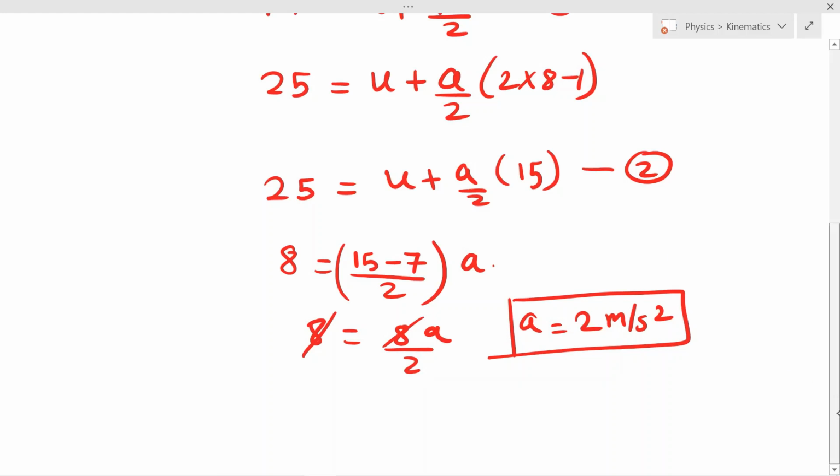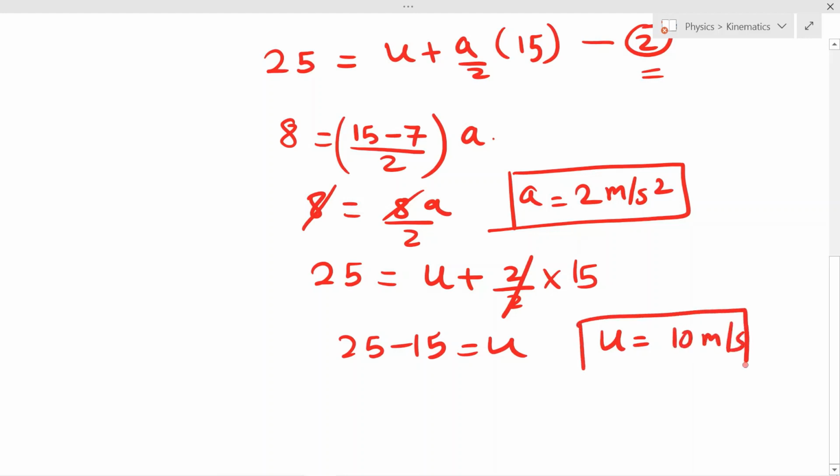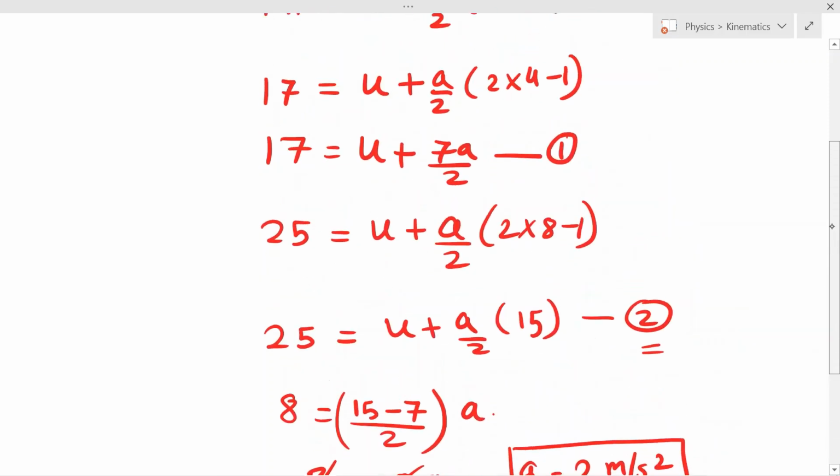Now let's find out u. So this will be 25 is equal to u plus a by 2, a is 2, so this is 2 by 2 into 15. So I have used this second equation. So this gets cancelled. So this is 25 minus 15 is equal to u. So u is equal to 10 meter per second. Now I have known u and a.